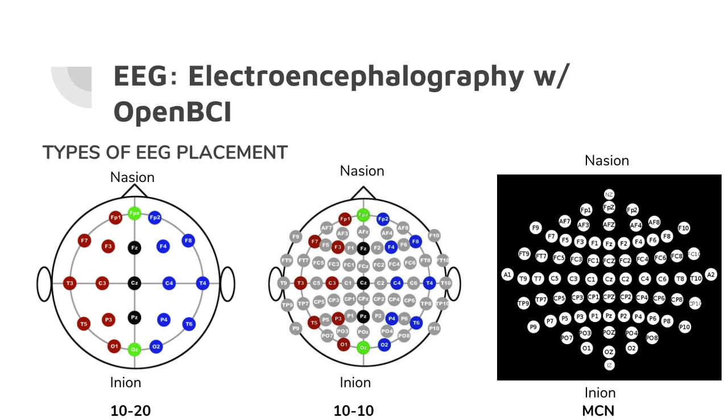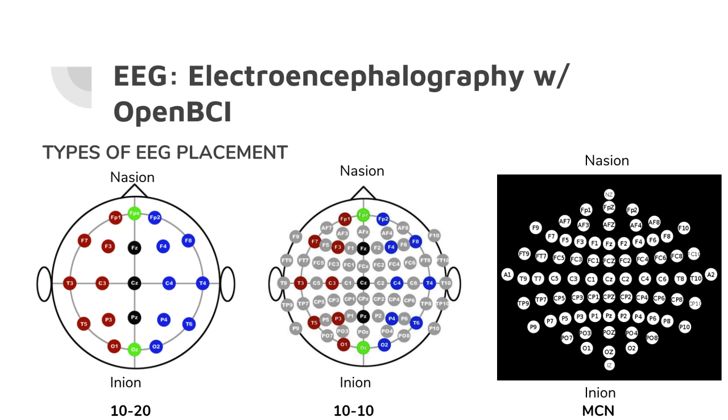So in the 10-10 system, you have a much higher electrode resolution. You may actually notice something interesting about all these examples, that they're not in numerical order along the head, and there's a reason for that. The way it works is you have an electrode on one side, and then on the opposite side you have the next electrode in that sequence.